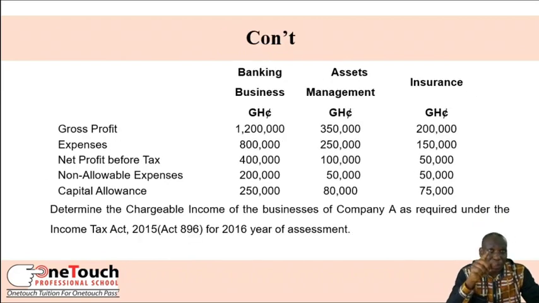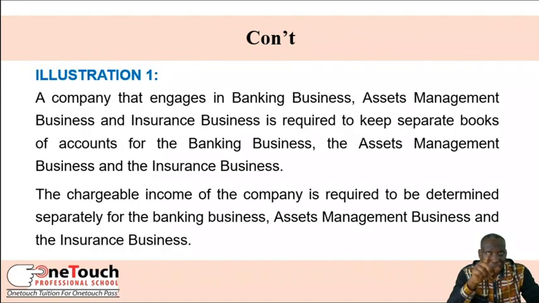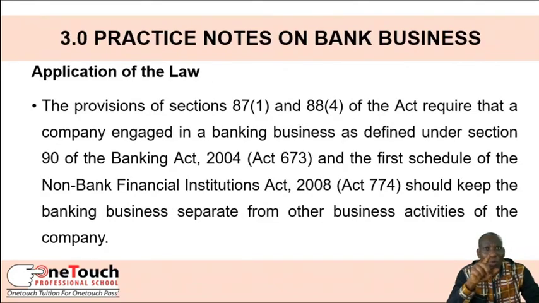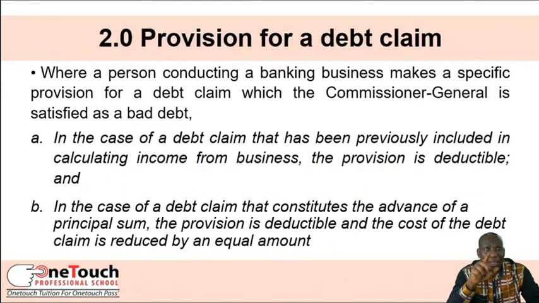So let's go back. I'm taking you back again. These two illustrations were to hammer the issue of separate business activity of a bank. Now the second thing you will be learning under this topic, you have to learn separate business income. That's number one. The second one is when it comes to provision for a debt claim of banks and other non-bank financial institutions. What does the Income Tax Act say? Whether those provisions are allowable expenses?